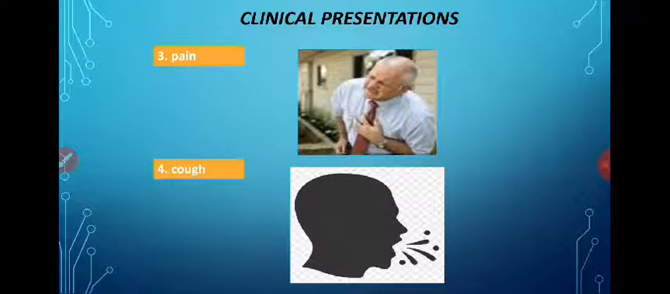Pain in the chest or may radiate into the back. The pain is described as a tearing. It's caused by erosion of bone, like ribs and vertebral bodies.